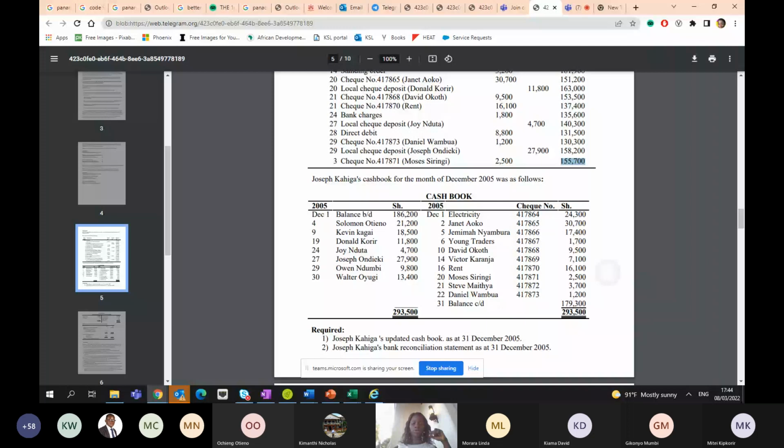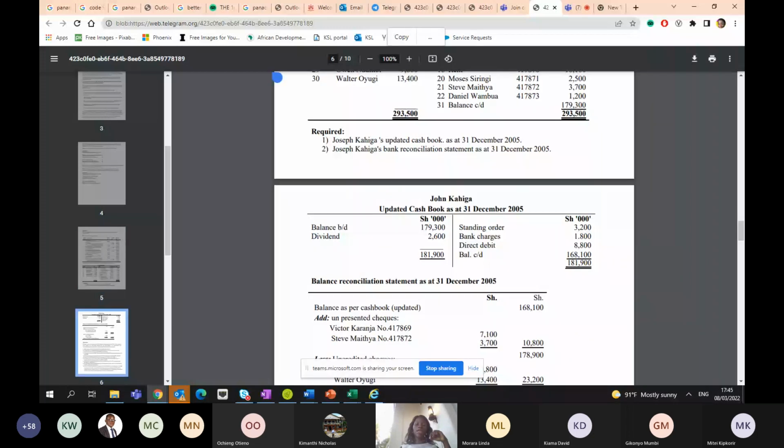So, the first part before we go to the bank balance reconciliation statement. Now, if we look at the cash book, because it's in your books, cash is a debit account because it's an asset. So normally what you have as balance carried down, it will also be balance brought down. And because you're going to correct a few things, you're going to start with a balance brought down of 179,300. I hope it's all clear up to now.